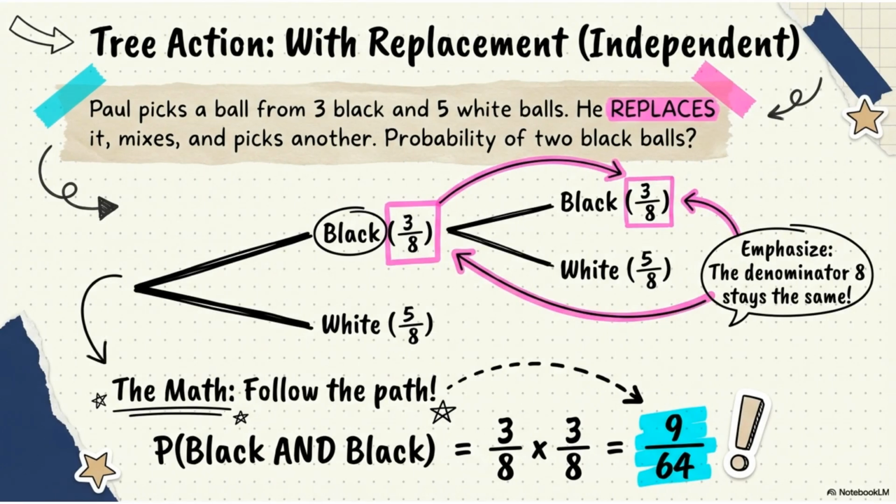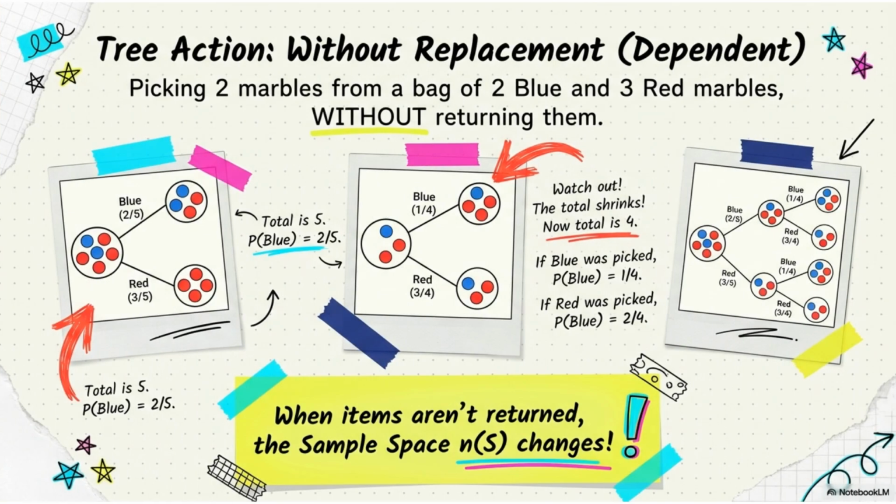For independent events with replacement, the probability remains consistent. When Paul picks a ball and replaces it before picking another, the denominator remains the same for both events. When items are not replaced, the sample space changes. This makes the events dependent. Always watch out for the total shrinking, as your denominator will change for the second pick.